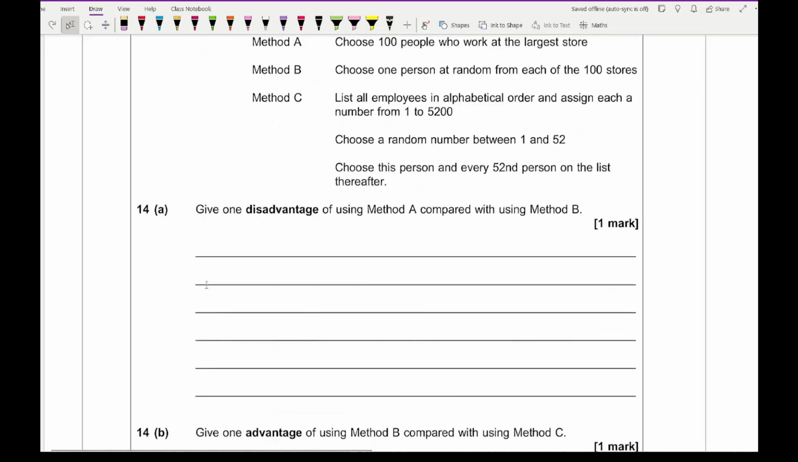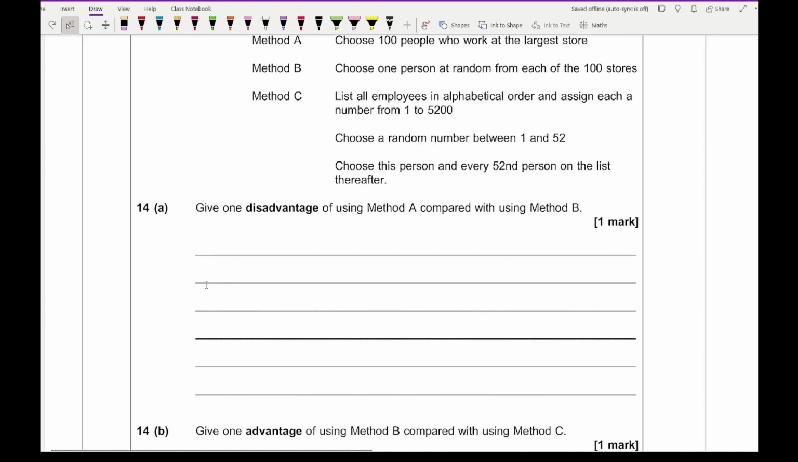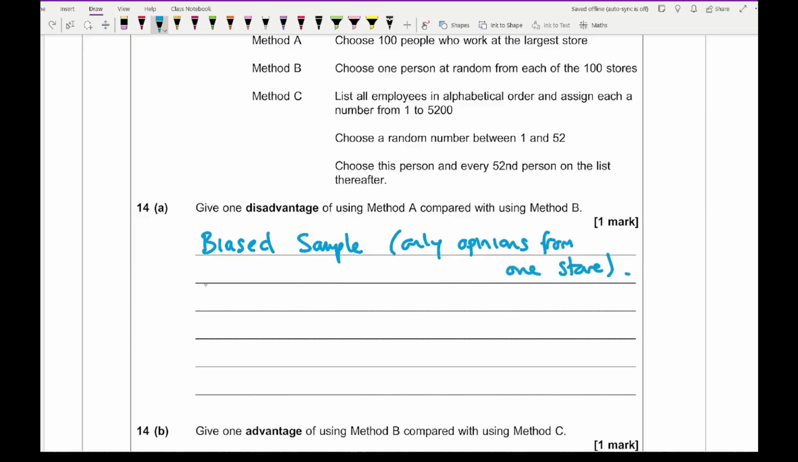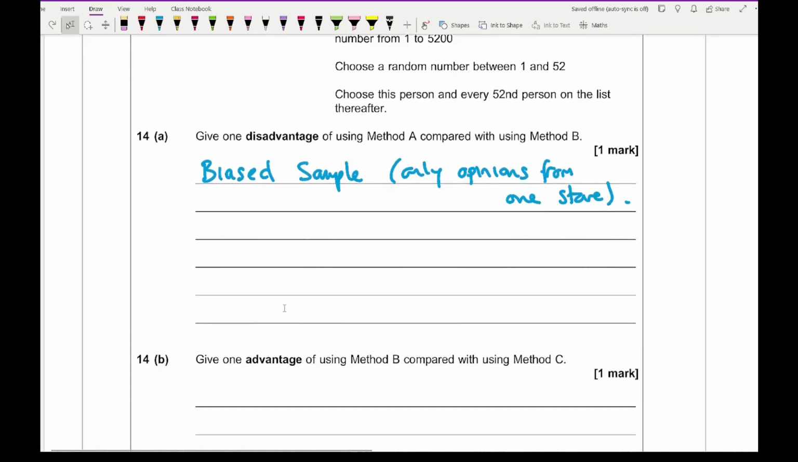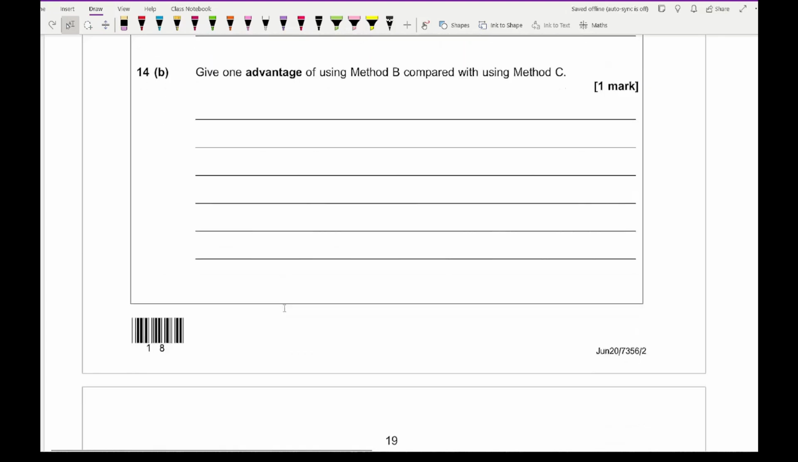Give one advantage of using method A compared to method B. So for this, for 1 mark, we want to write something along the lines of it's going to be a biased sample. And the reason for that is because you're only getting opinions from 1 store. So something along those lines would be good enough, as one disadvantage of method B. Then for question 14b, it says give one advantage of using method B compared to using method C.